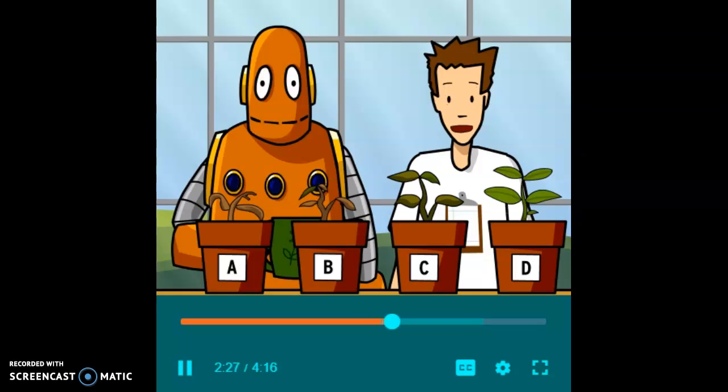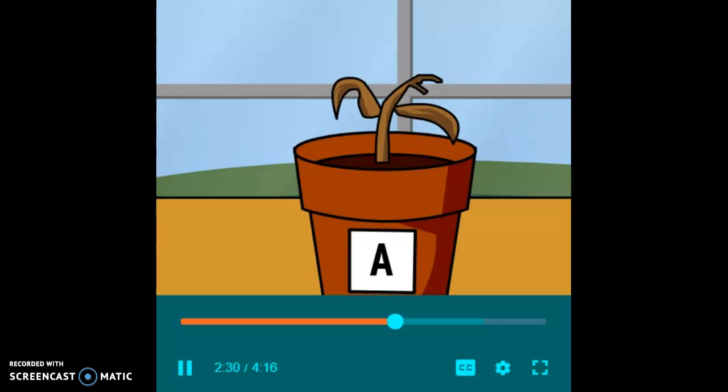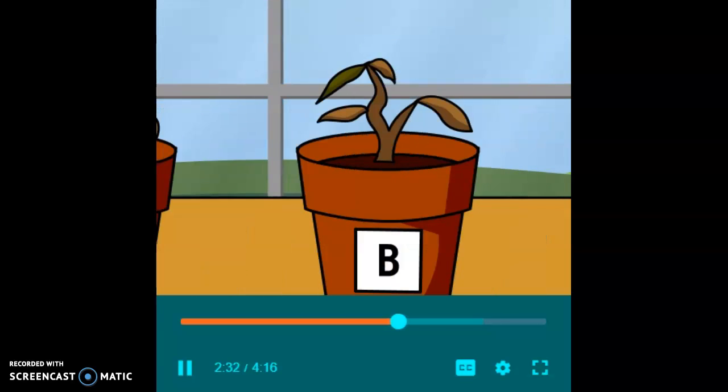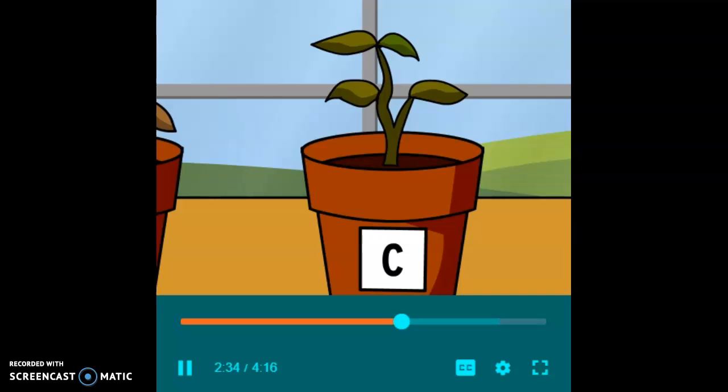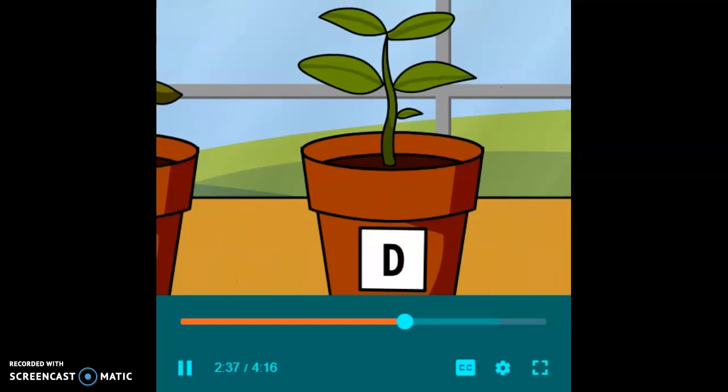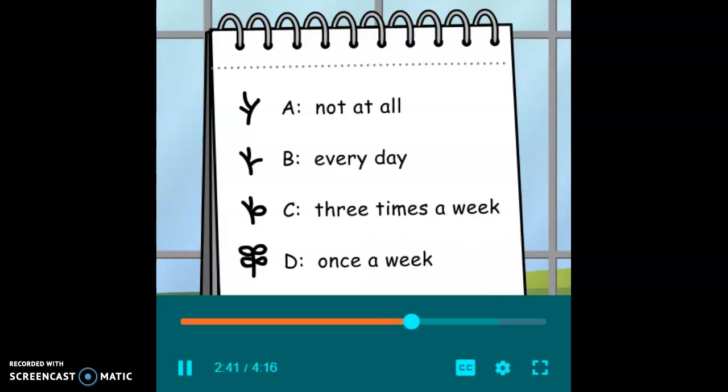Let's record some new observations. Plant A doesn't look too good. Plant B doesn't look so hot either. Plant C looks a little better. Whoa there, Plant D is doing all right. Time to analyze our data.